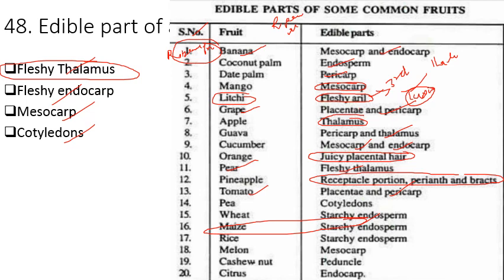In case of melon, mesocarp, cashew nut, peduncle, and citrus fruit endocarp. But in case of orange, we consume juicy placental hair. So this is a list of some fruits in which we consume a specific part of the fruit.